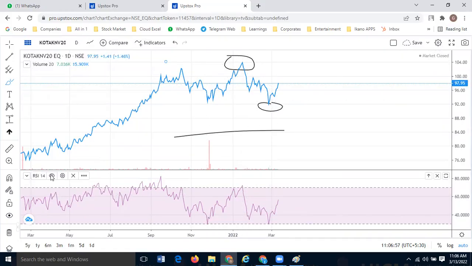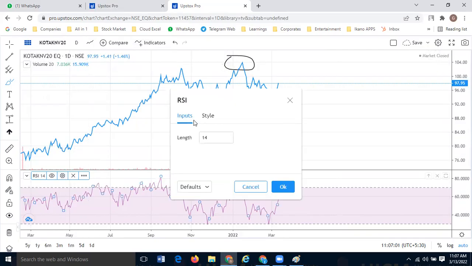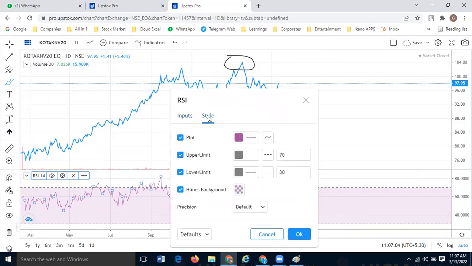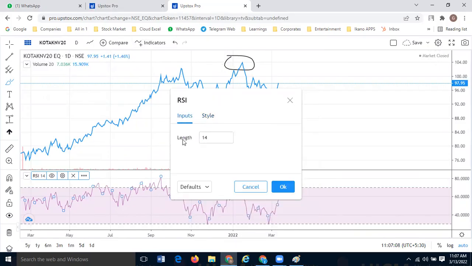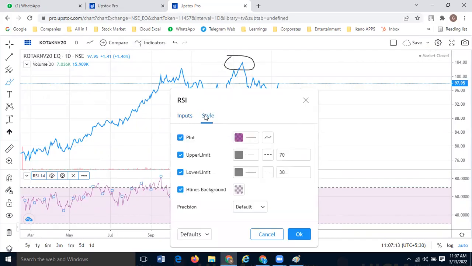By default, the RSI value is set to 14. 14 is fine actually. Don't change this value. The input length should be 14, and don't touch the style, because by default it is set at 14. If it is not at 14, then you make it 14. The style you don't touch, because it is given by default.